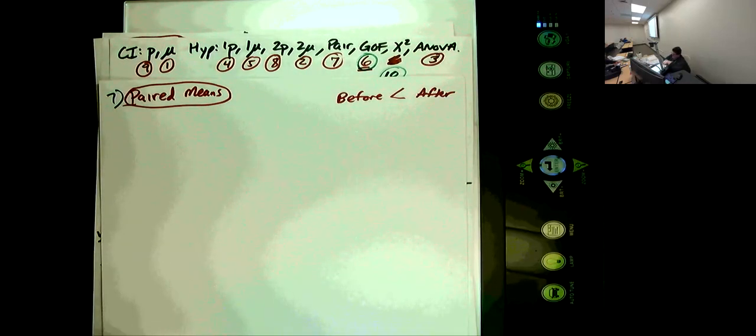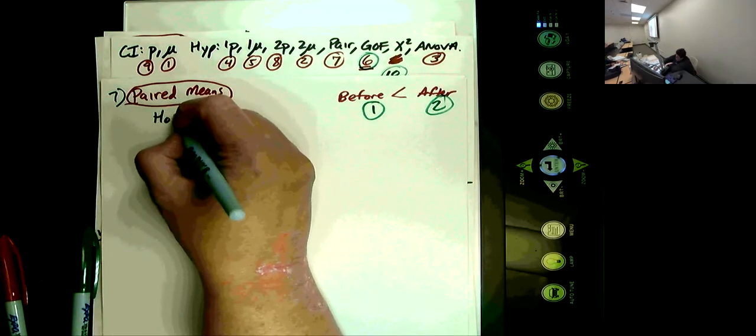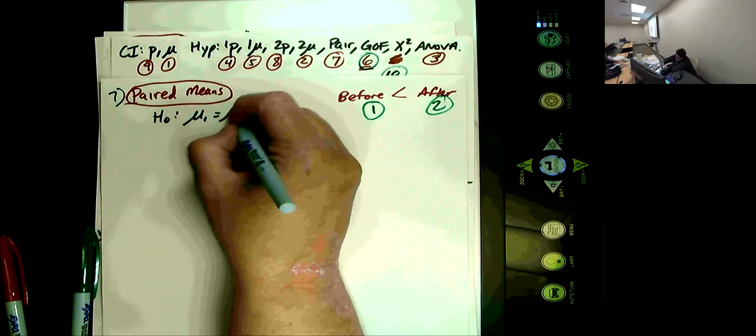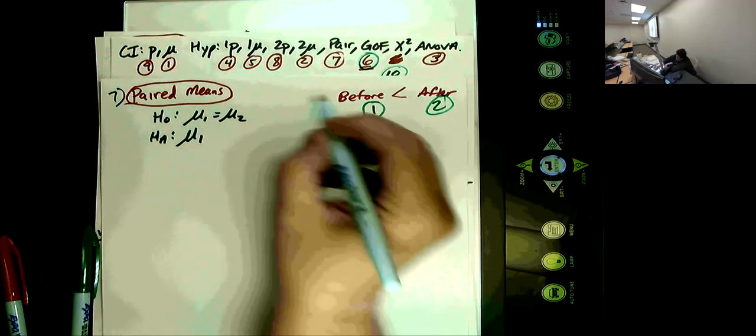So I'm going to label this group 1 and group 2. This will help me with my H naught and HA. H naught, mu1 equals mu2. HA is mu1 is less than mu2.